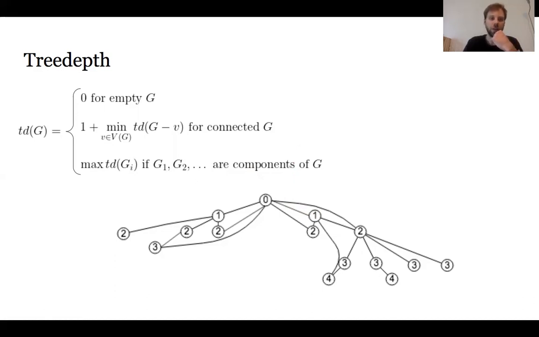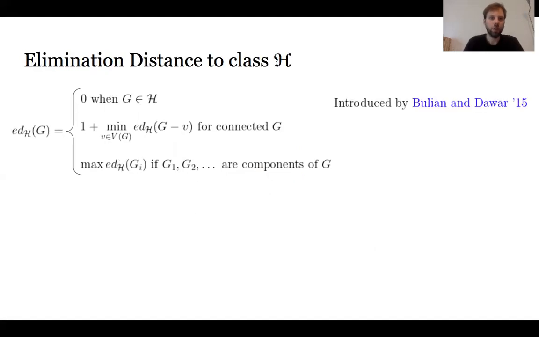And now we want to make this construction aware of some graph class H. For example, let H be a class of bipartite graphs. So we modified this definition only in this point. So we treat the graphs belonging to class H as simple. And the rest of the recursive definition stays the same. And this gives us the H elimination distance of a graph G.